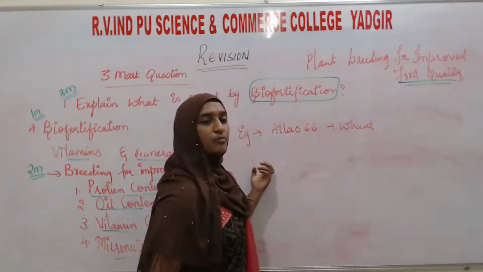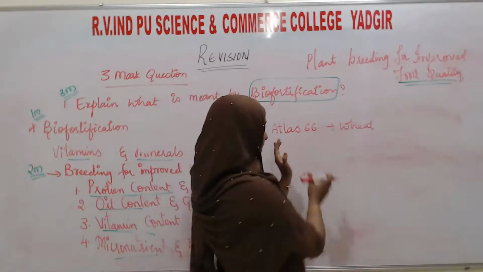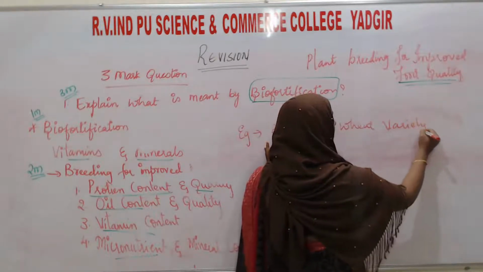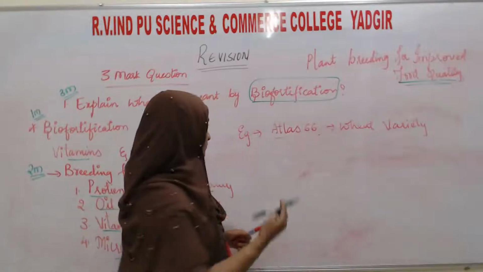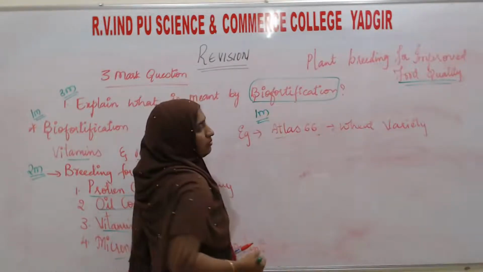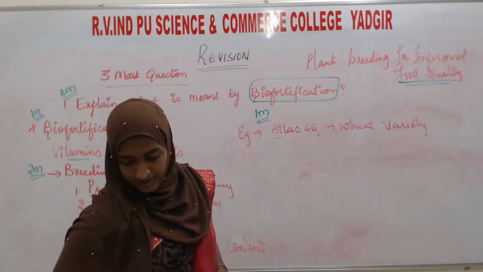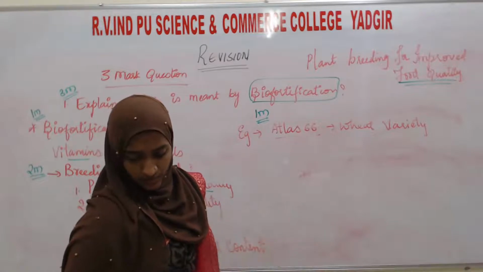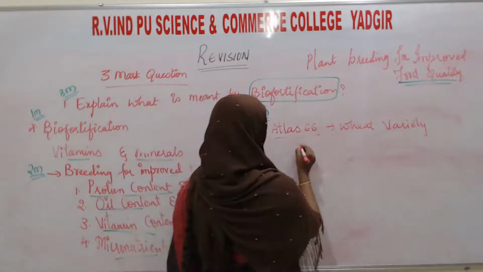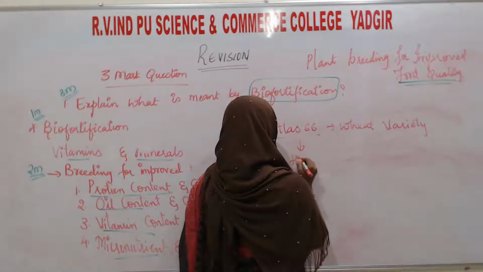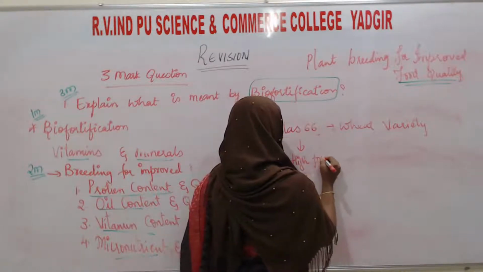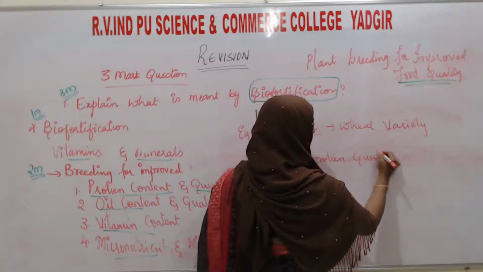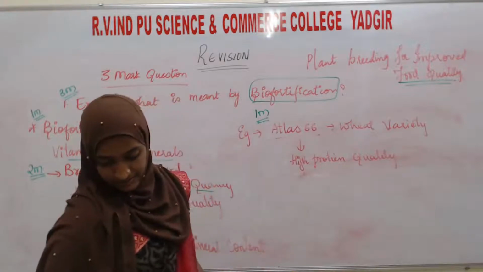In what sense had they improved the quality of this wheat variety, and they had given the name Atlas 66? Sometimes they will ask for 1 mark, like the questions. For 1 mark: Atlas 66 is a wheat variety in which they had improved the protein quality. It has a high protein quality.